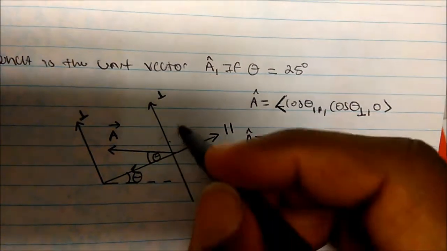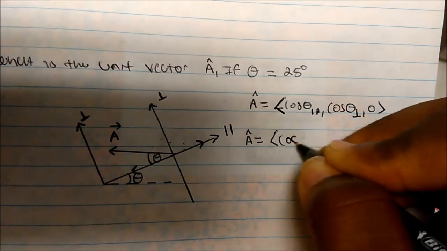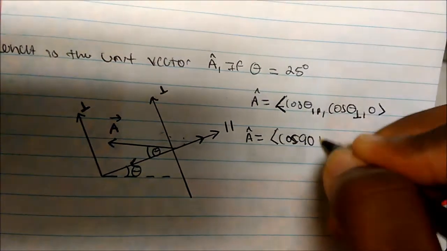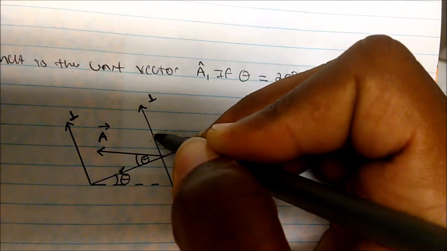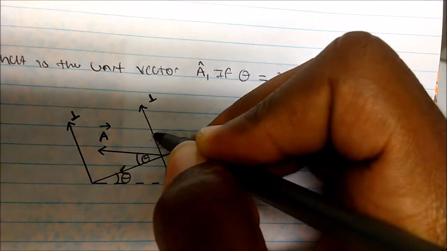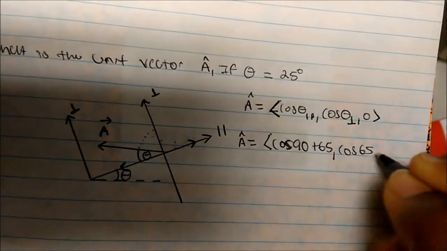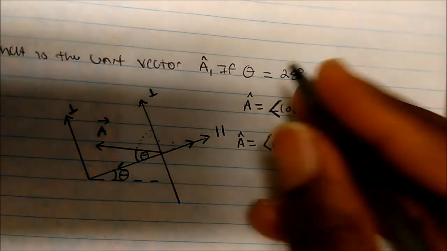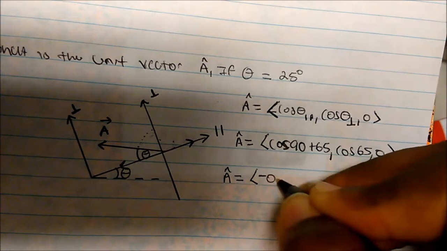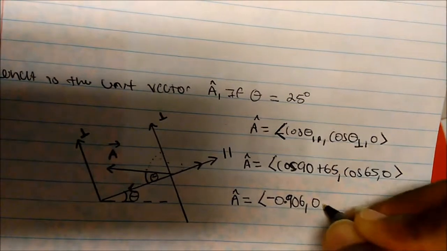So for the cosine of the angle for the parallel component, this will be cosine of 90, which we go here, plus 65. That's cosine of 90 plus 65. For the perpendicular component, we simply go to the perpendicular line and all the way down to the vector itself. We said this was 65, so this is just cosine of 65. And the z component is just 0. I plug cosine of 90 plus 65 into my calculator, and the unit vector will be negative 0.906, cosine of 65 is 0.423, and then 0. So there's our unit vector.